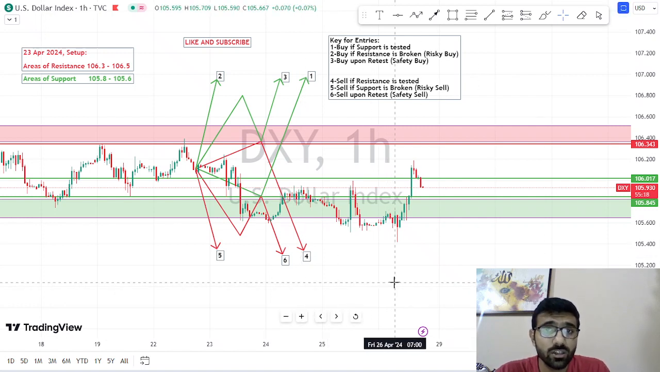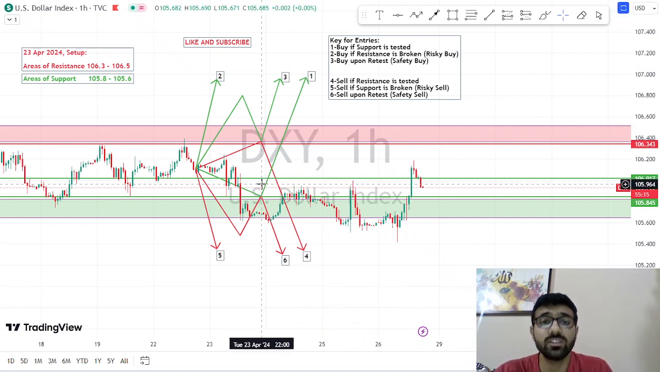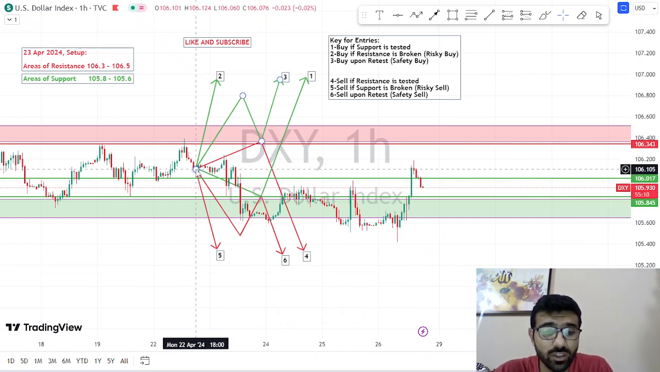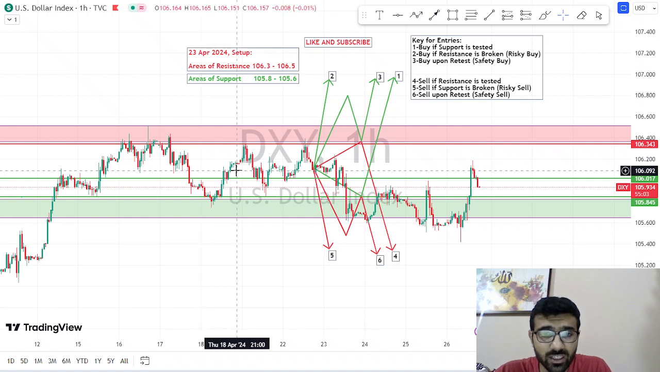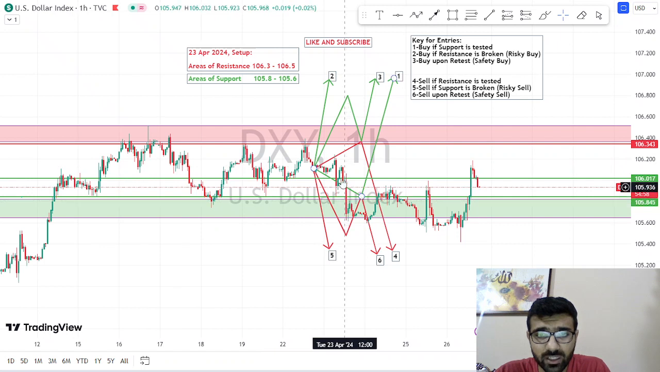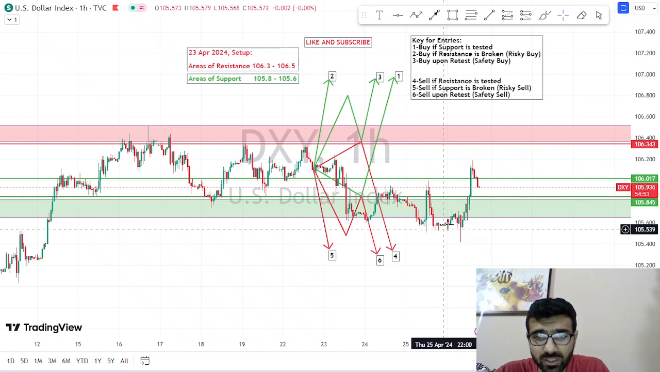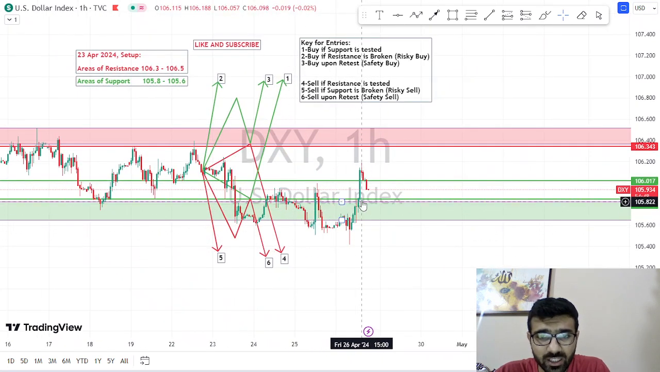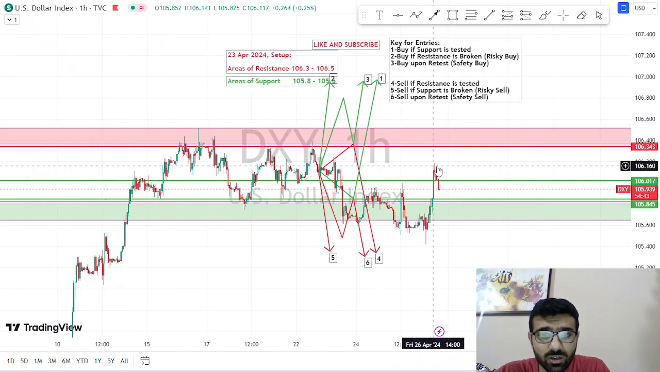Okay, so now let us continue with the discussion of DXY, which is the US dollar index. When we were discussing this, it was on Monday, 22nd of April. On Monday night, we identified the major trend as a buying pattern. But you can clearly see that the market is in a sideways movement and has tested our support area quite a few times. It has even gone below our area of support, but it has regained its momentum and come back within our marked area of support and resistance.